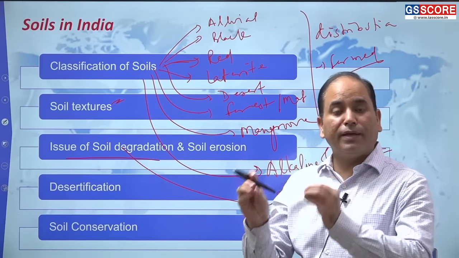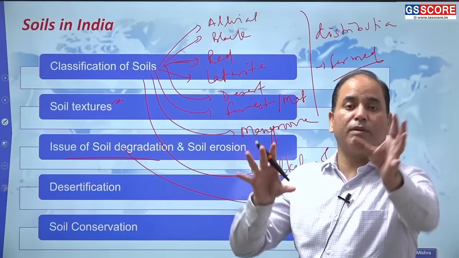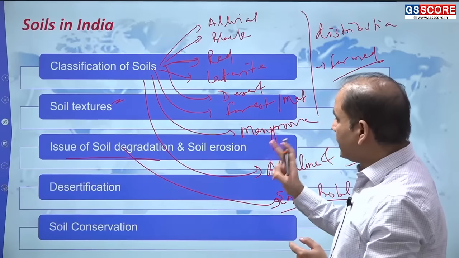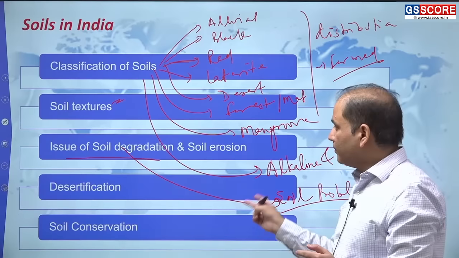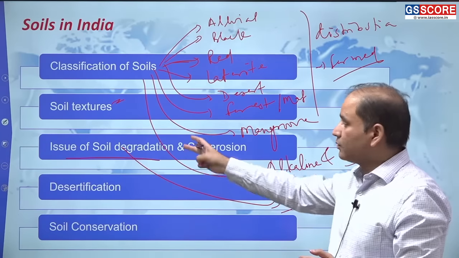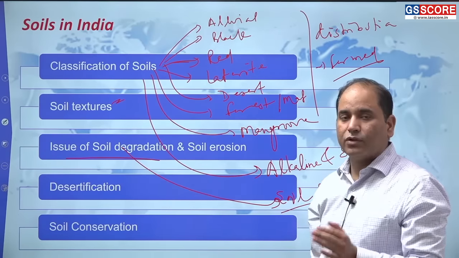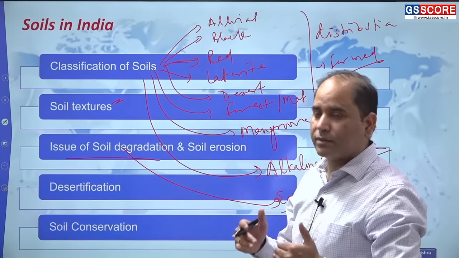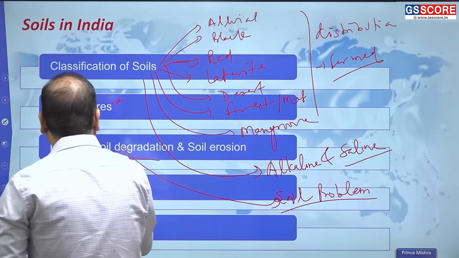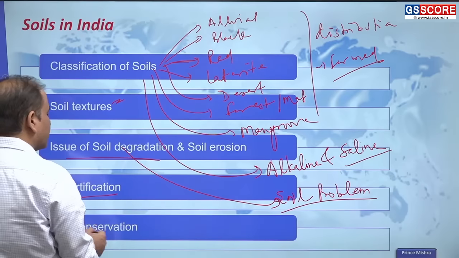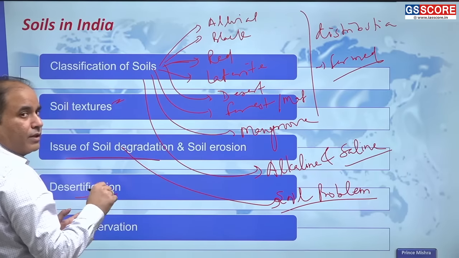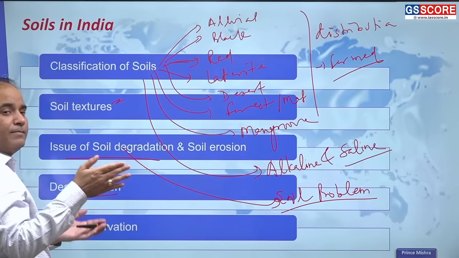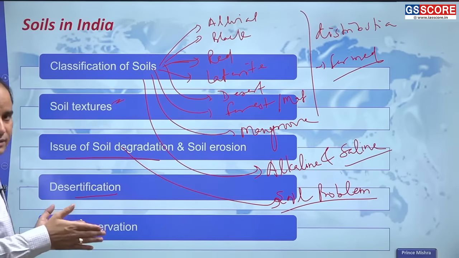If there is any form of degradation, any form of problem that soil is facing, obviously it is not good for the country. That is why soil problem is very important, and the main problem that we are witnessing in the soil is soil degradation and soil erosion. So what are the different causes of soil degradation? What are the different causes of soil erosion that you are supposed to study? Also, you will study topics like desertification. You are not only supposed to highlight the problem, it is expected that you should go through some of the solutions also. What can be done?